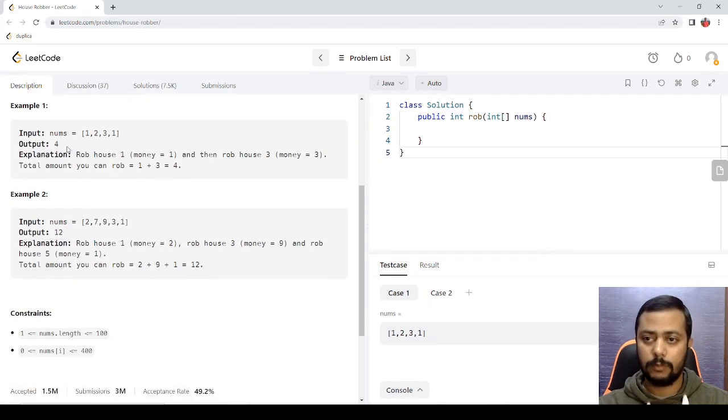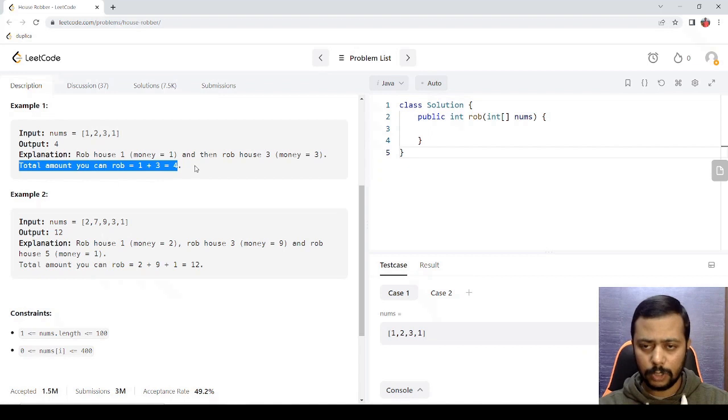So let's go to the example. So here they have given us four houses and the money they are containing is 1, 2, 3, and 1. The expected output is 4 and the explanation says that we can rob house number 1. We will get money 1 and then we can rob house number 3. Since 1 and 3 are not adjacent, we can pick both these houses. So it will give us total amount of money 3. Then 3 plus 1, our overall total amount of money that we can rob is 4.